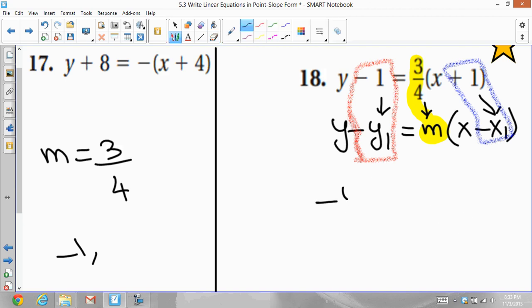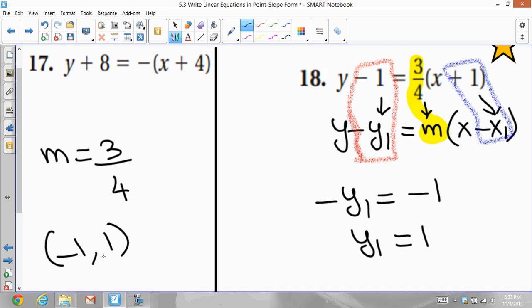So my negative y1 is equal to negative 1. You have to match the sign with the sign. You have to take the signs inclusive. So negative y1 is equal to negative 1, so I need a positive. I'm going to change the sign here to a positive, and I'm going to change the sign here to a positive, reverse the sign. So now my y value is going to be a positive 1. So I have negative 1 comma 1, and I got my slope to be 3 comma 4.